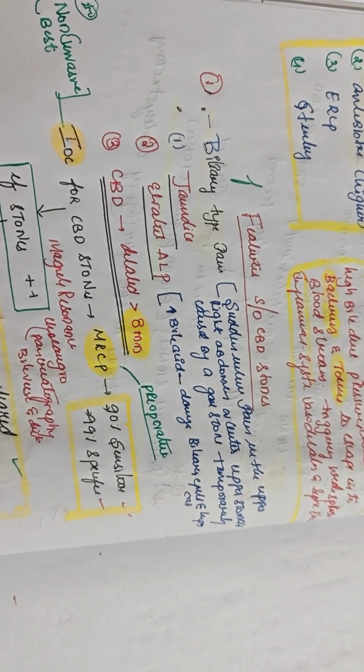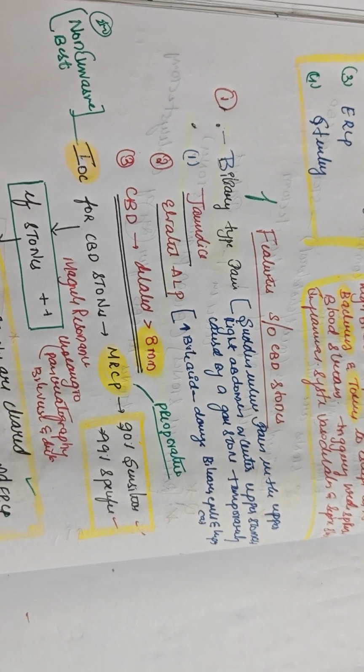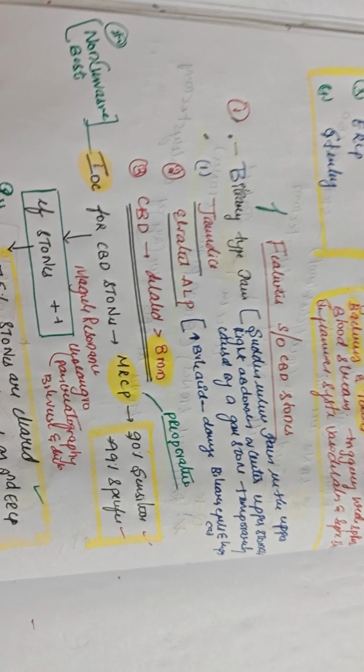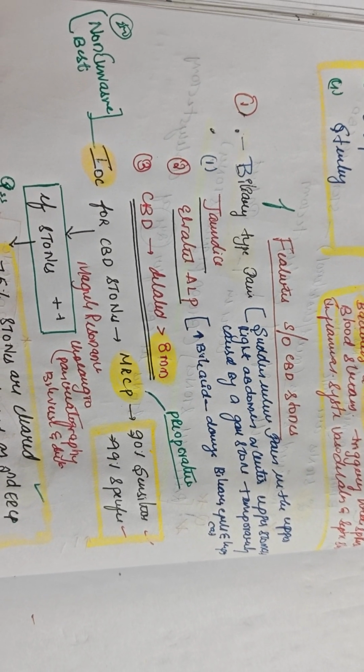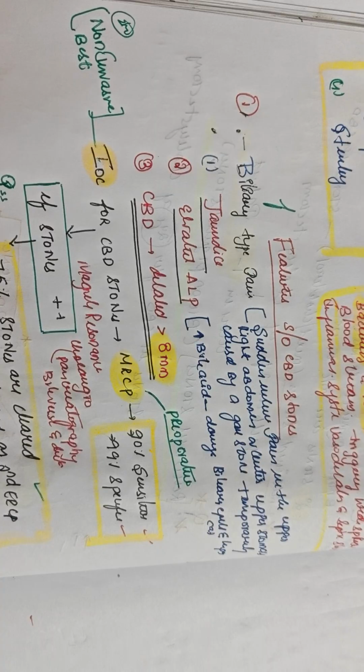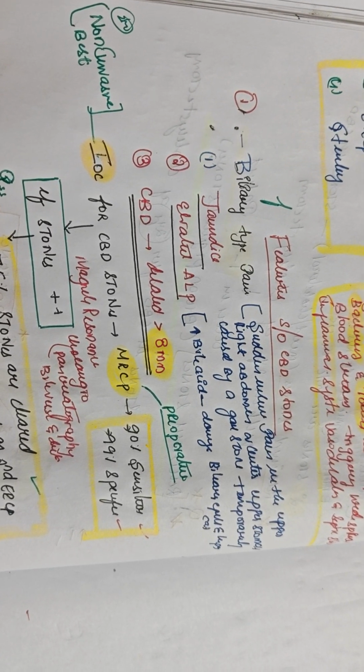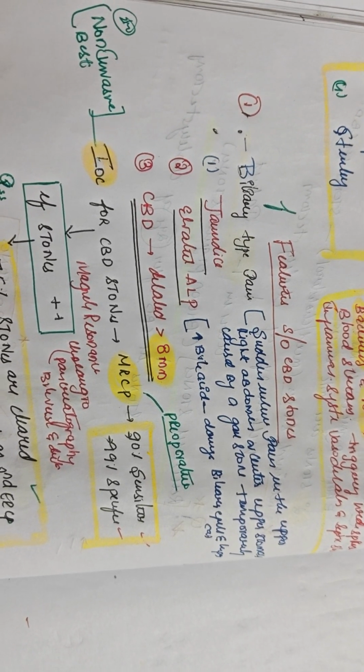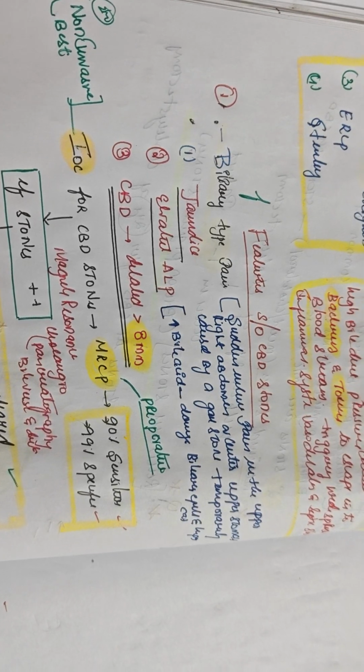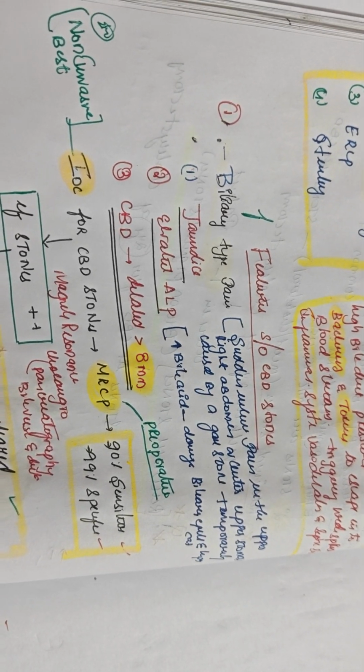Biliary epithelial cells in the hepatic points. And we should also understand, if a CBD is dilated, how much dilated? If the CBD is dilated more than 8 mm, these are the features suggestive of CBD stone.